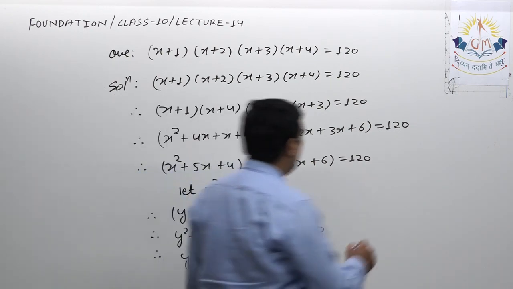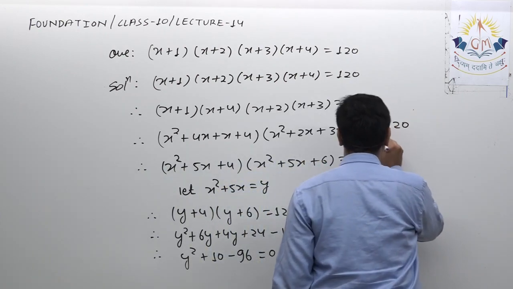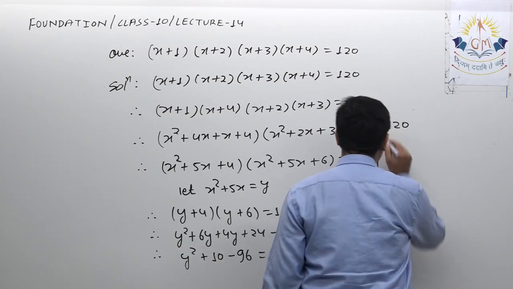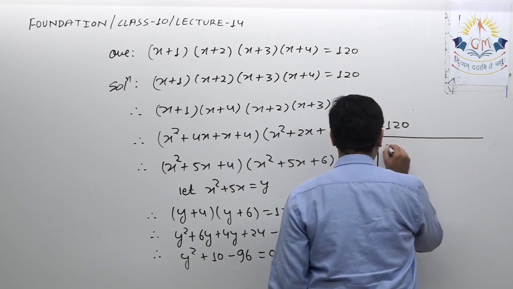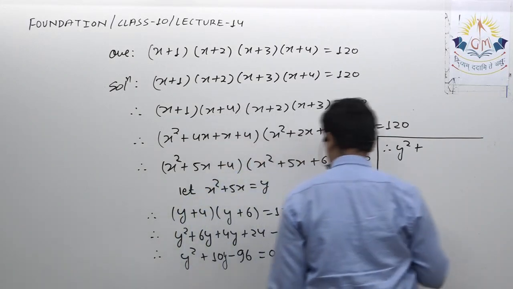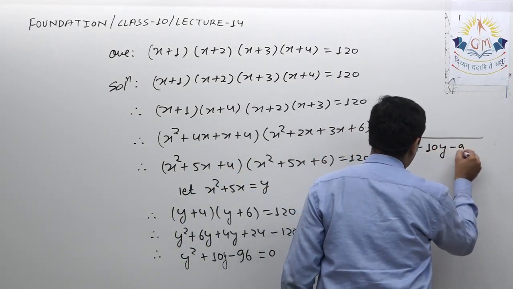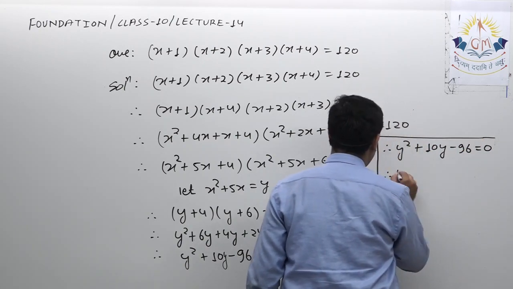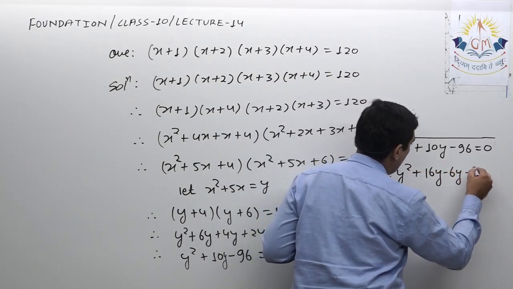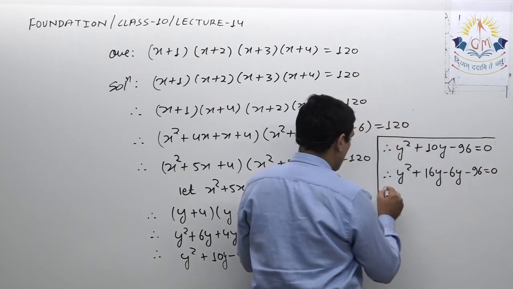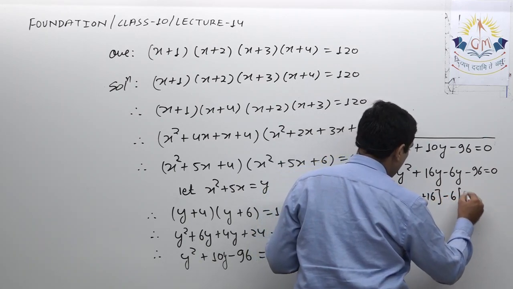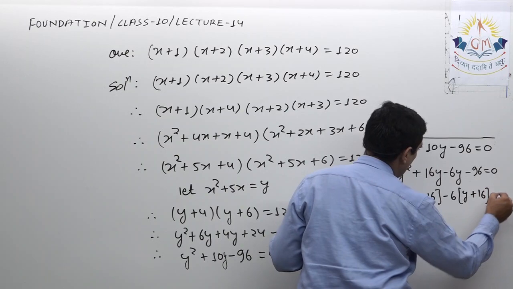Okay, now let us see how to solve it further. This is just a quadratic equation in y, so first we'll get the value of y. Here I have y square plus 10y minus 96 is equal to 0. Therefore y square plus, now this can be written as 16y minus 6y minus 96 is equal to 0. So y is taken common, y plus 16, minus 6 is taken common, y plus 16 is equal to 0.